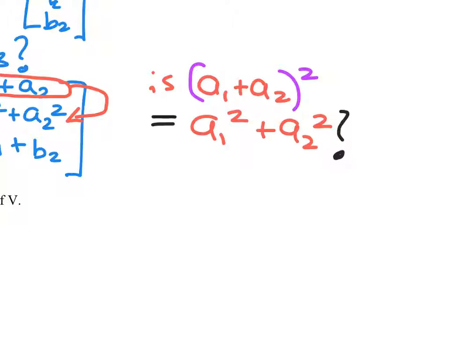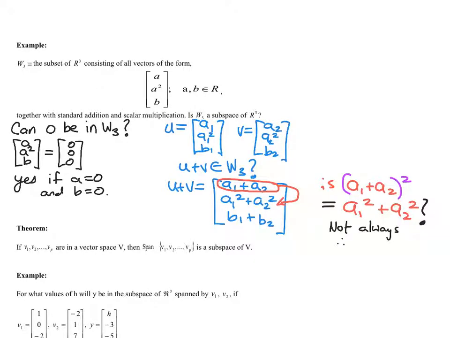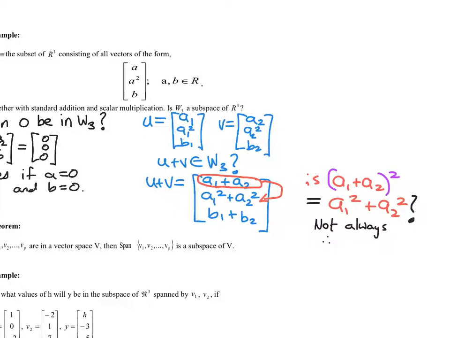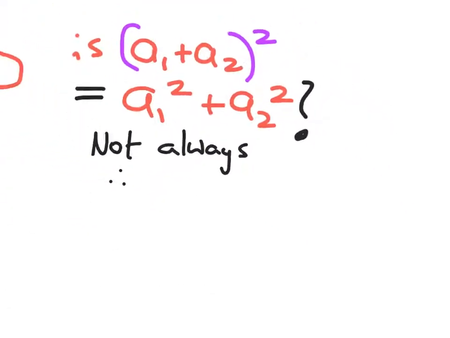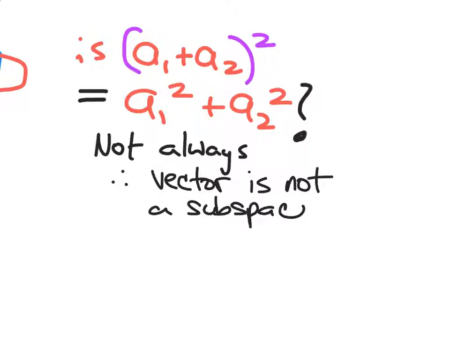So not always. Therefore, do we have a name for this? No, so we're going to say the vector is not a subspace of W3.